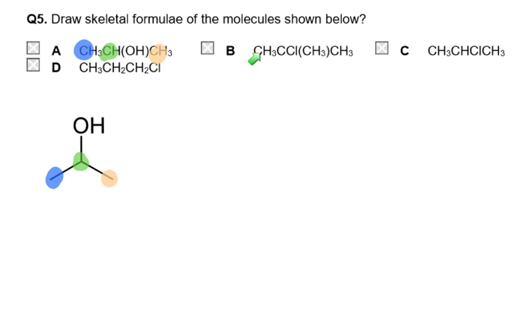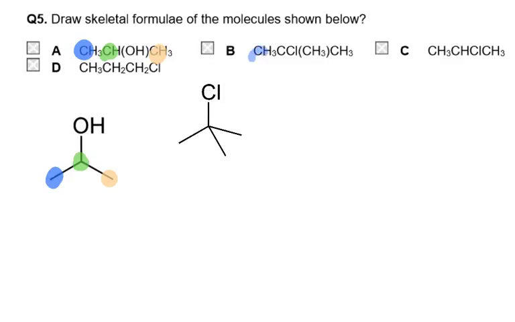For part B, we have 1, 2, 3 carbons in the longest chain. Remember, anything in a bracket is actually a branch. So 1, 2, 3 in the main chain will make it a prop molecule, and on position 2 we have a chlorine and a methyl. So this will be 2-chloro-2-methylpropane.